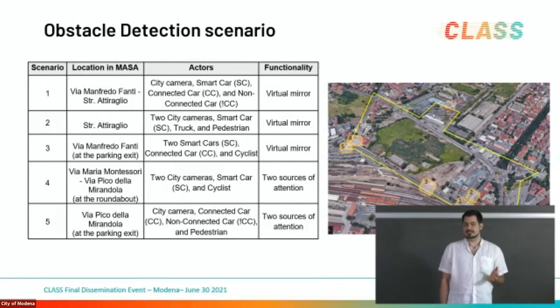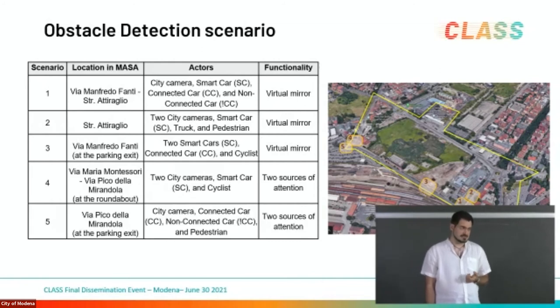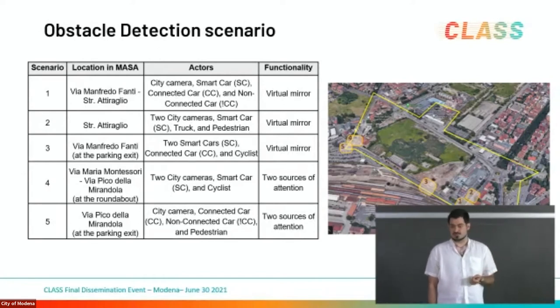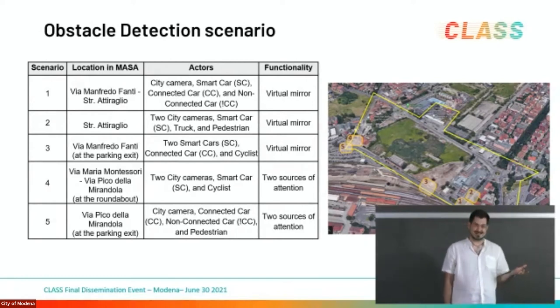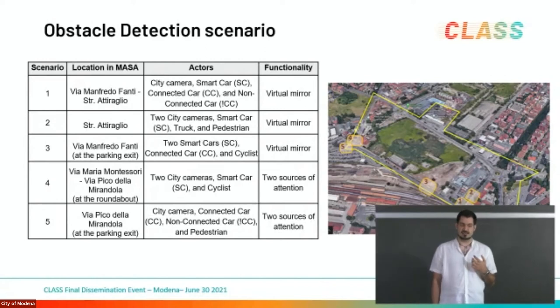And we have divided this kind of scenario into two different functionalities. One is the virtual mirror. What does it mean? That I am not able to see anything, but the city sees for me. The other one is the two sources of attention, which is like I am too focused on one side of the road because there is an incoming car or something like that. And on the other side of the road, something is happening and I'm not able to assess the risk that is incoming.